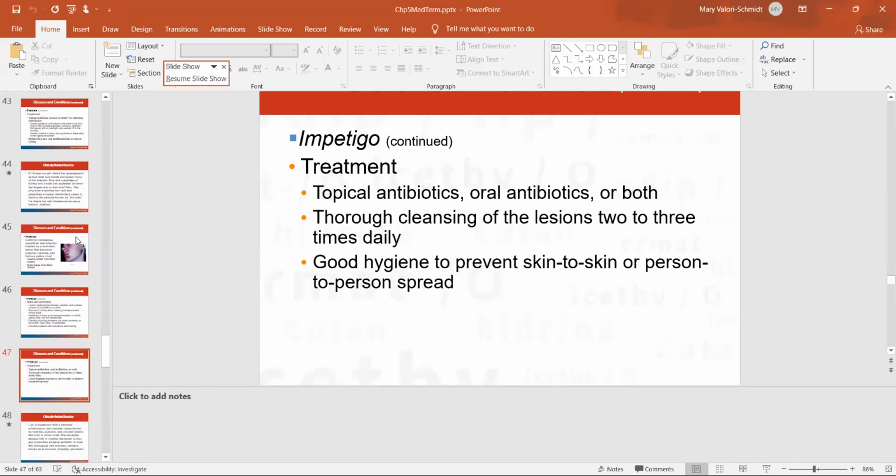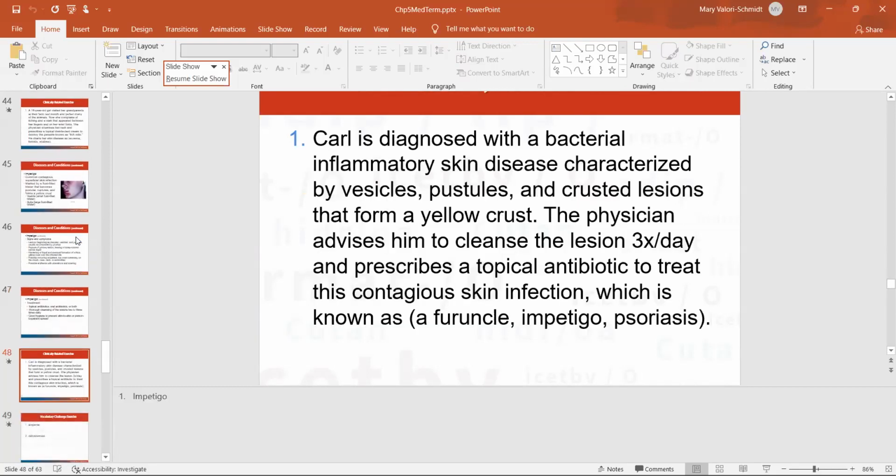How do we treat it? Topical antibiotics, oral antibiotics, cleanse the sites at least 2 to 3 times a day, and don't contaminate other people. Good hygiene, don't spread it skin to skin.